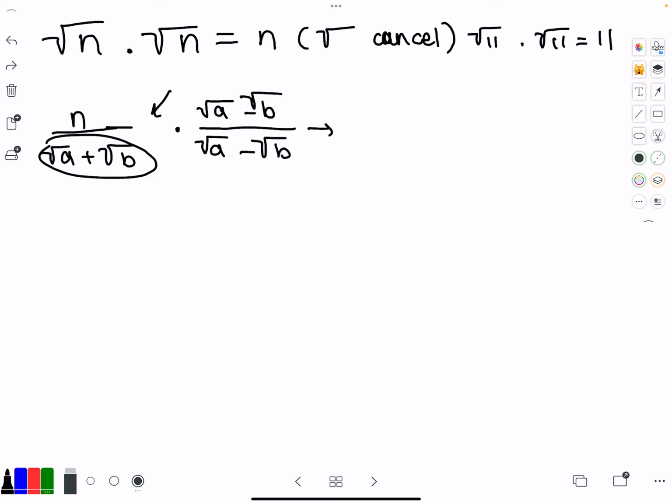So basically, this always becomes negative. It becomes square root of a minus square root of b, then over a minus b. So this step is done to remove the radical sign.